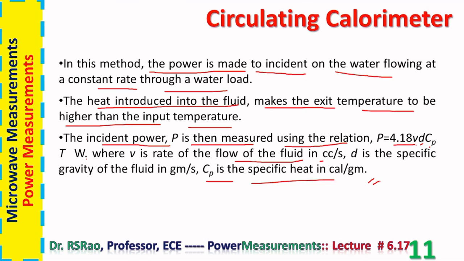Notice in calorimetric methods and also in bridge methods, microwave power is being converted into heat first. It is not being measured as it is. The heat is then made to change resistance in bridge methods, and here in calorimetric methods, the temperature. By measuring the difference between resistances, between temperatures, the incident power is being estimated.